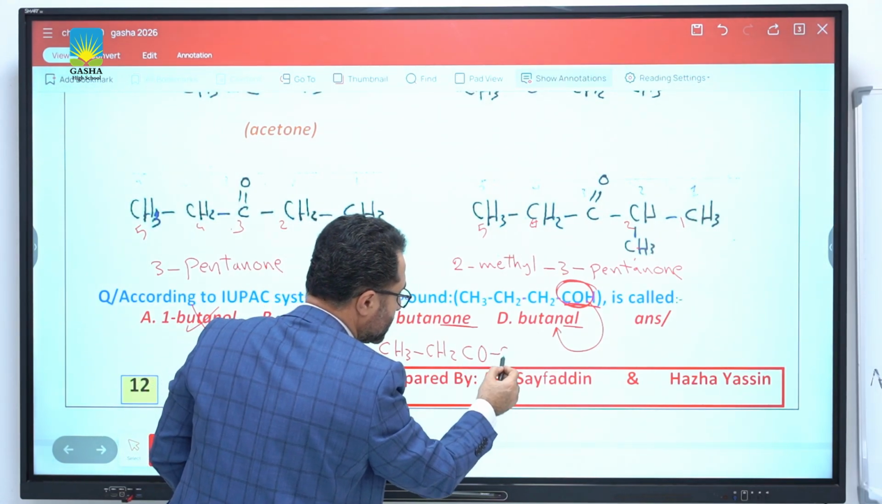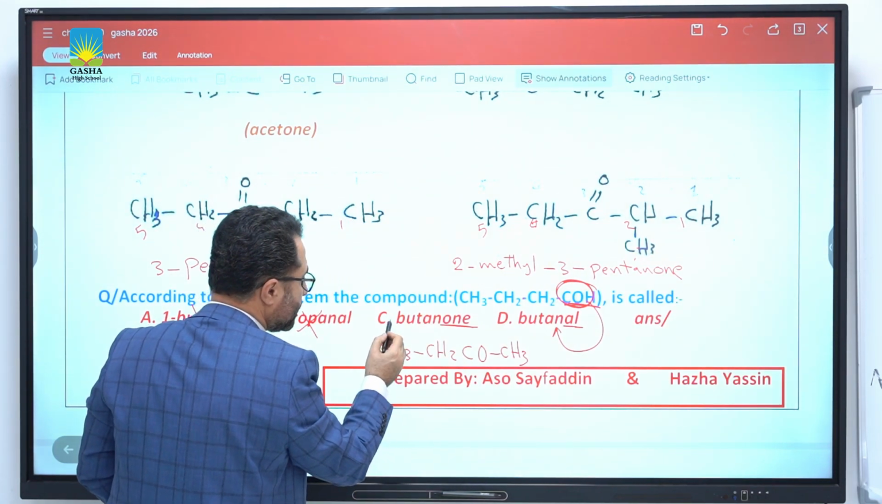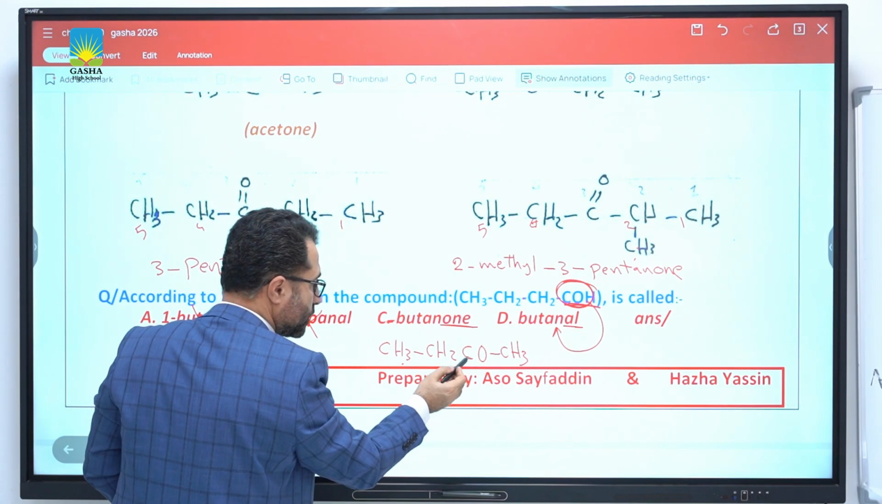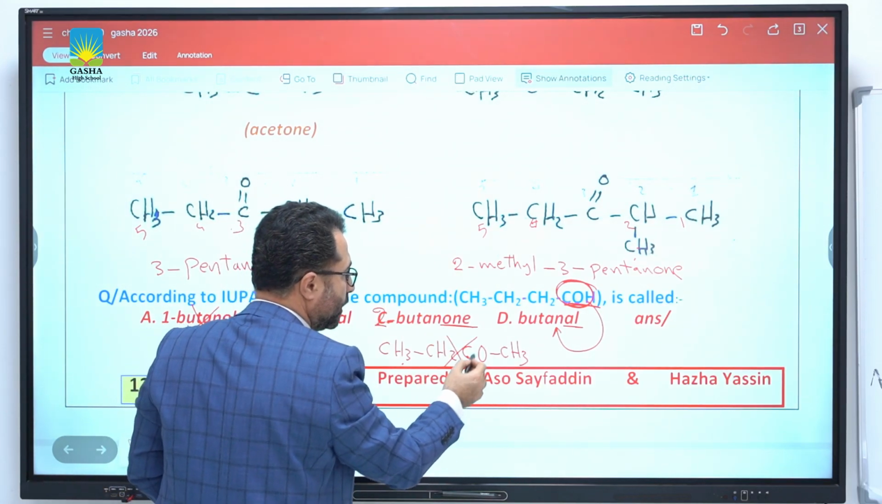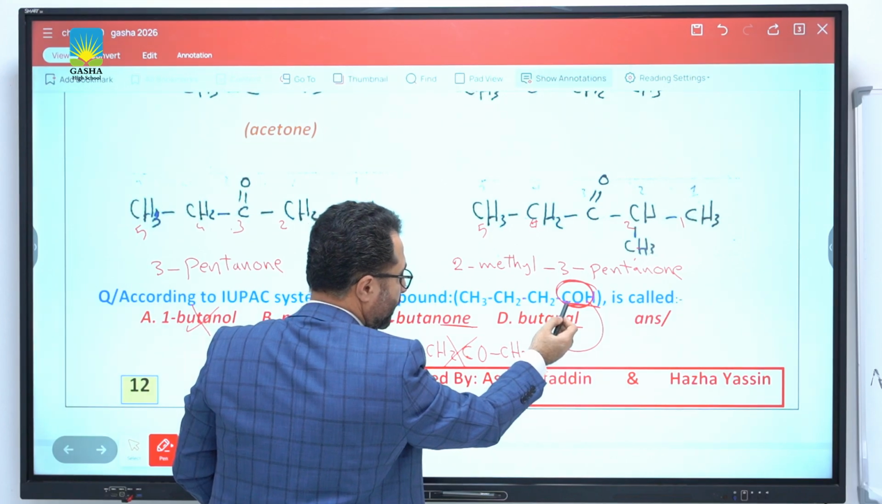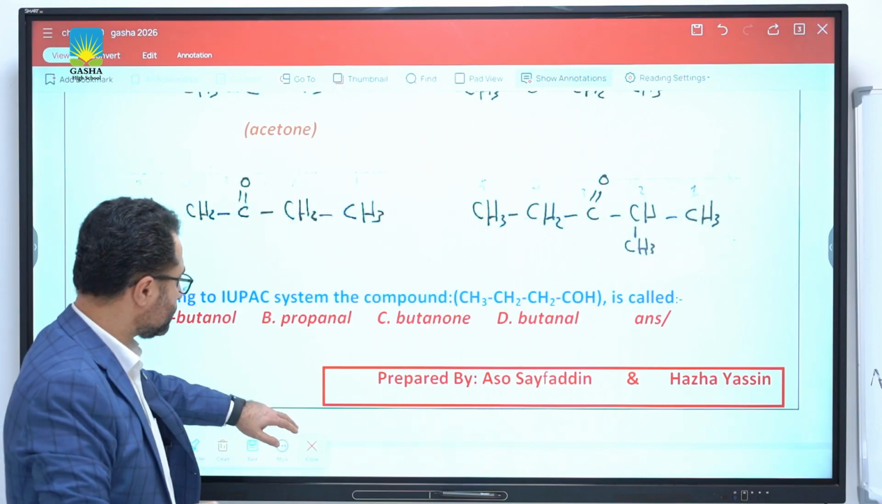If it is located within the chain, like CH3, CH2, CO, CH3, it will be butanone, but you have to write the location of the CO, it's 2-butanone. But here we have the CO on the first carbon, so it's butanal.